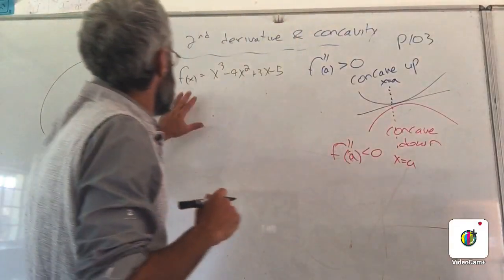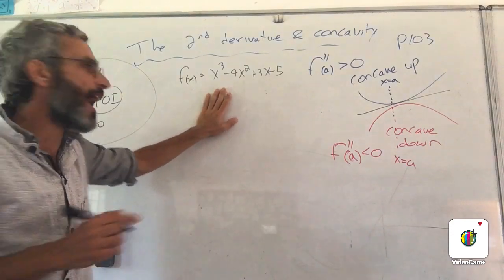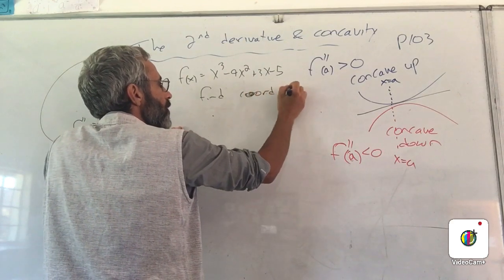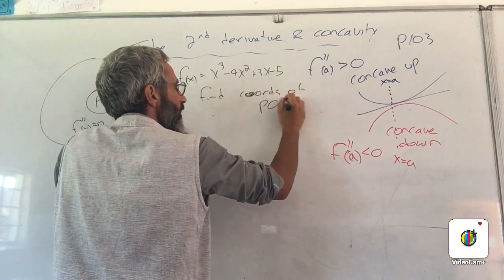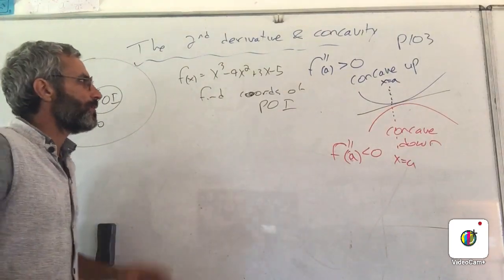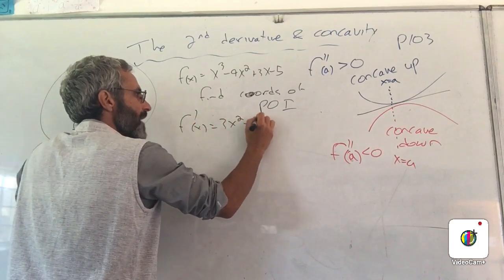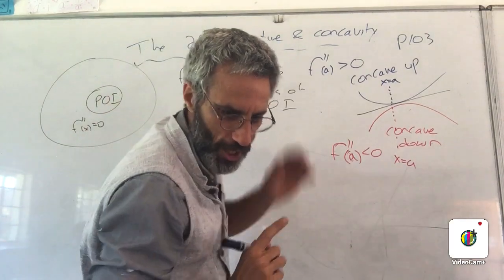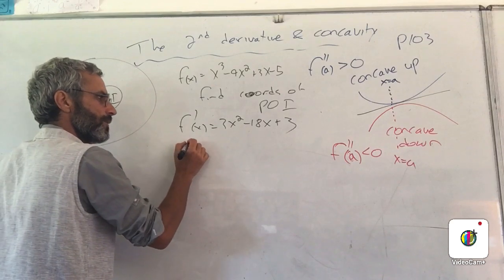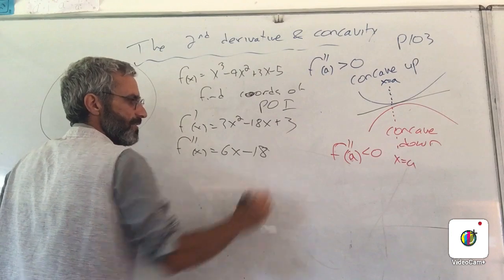Right, so guys, another example. We have another cubic polynomial, and they ask us to find the coordinates of the point of inflection. What do we start with? Find the derivative. 3x squared minus 18x plus 3. I'll say it, but I want you to check me so I'm not making a mistake. Okay, what's next? Find the second derivative. 6x minus 18.